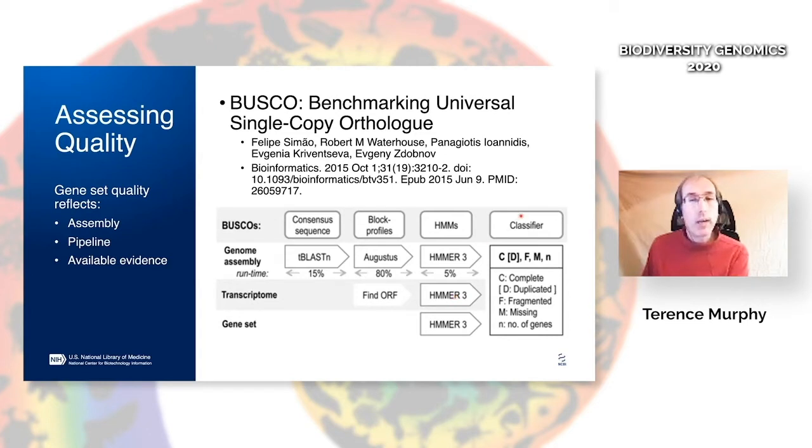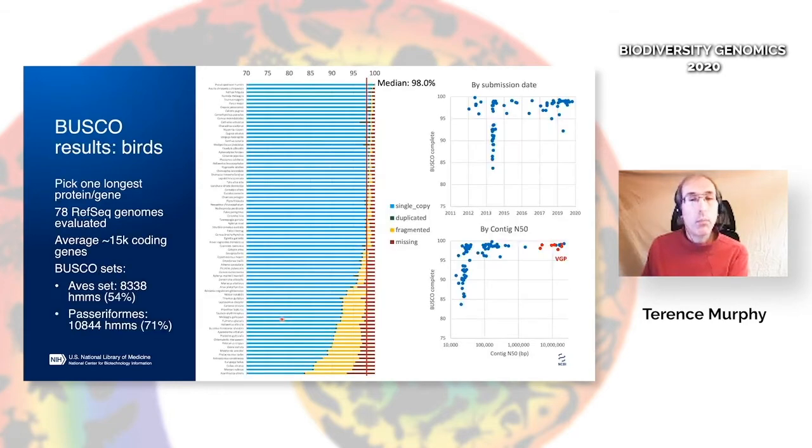It classifies the HMMs as being found as either complete, fragmented, or missing, and for the complete models, says whether they're single copy or duplicated. It's most commonly used on unannotated genomes in combination with Augustus to generate a preliminary annotation, but it can be run on other datasets, including finished gene sets. Here's an example of what the data looks like across all of the bird genomes annotated in RefSeq.